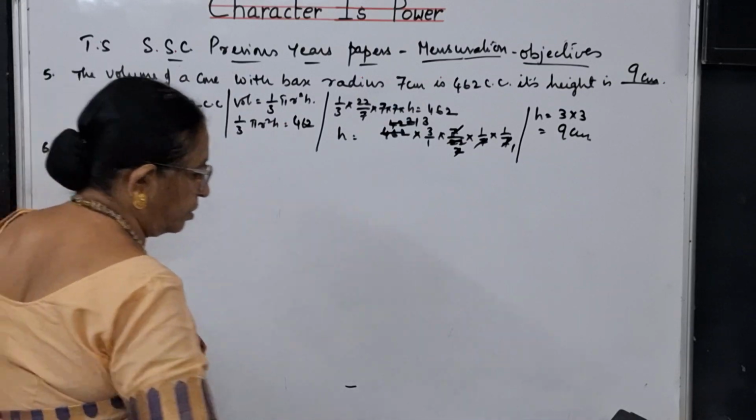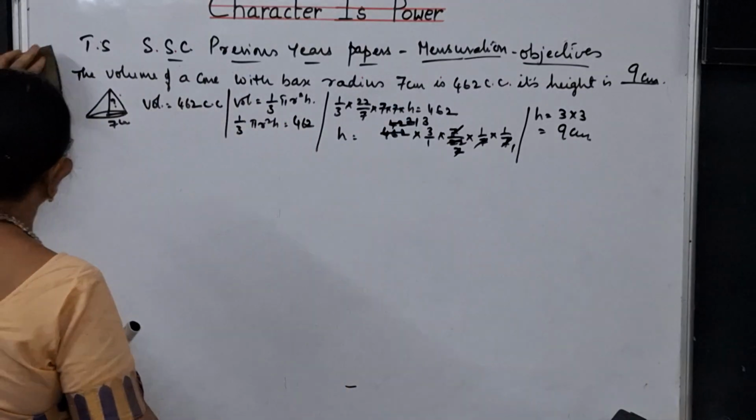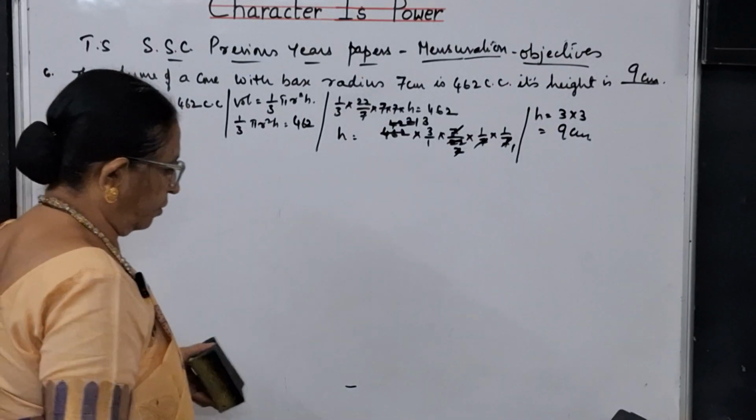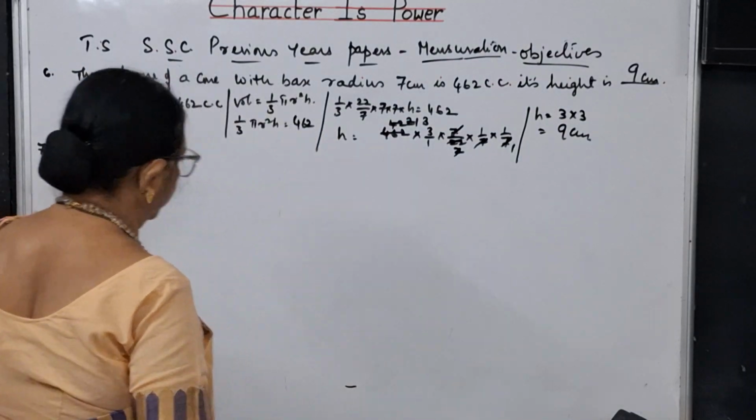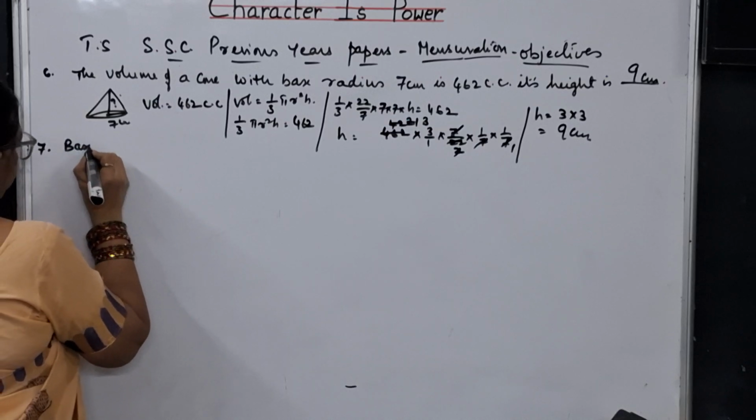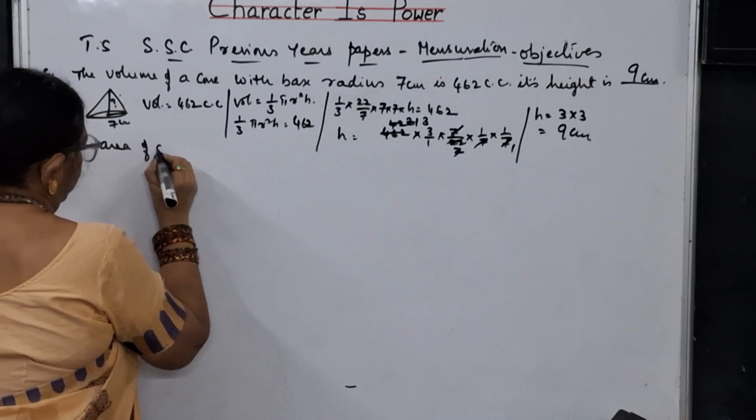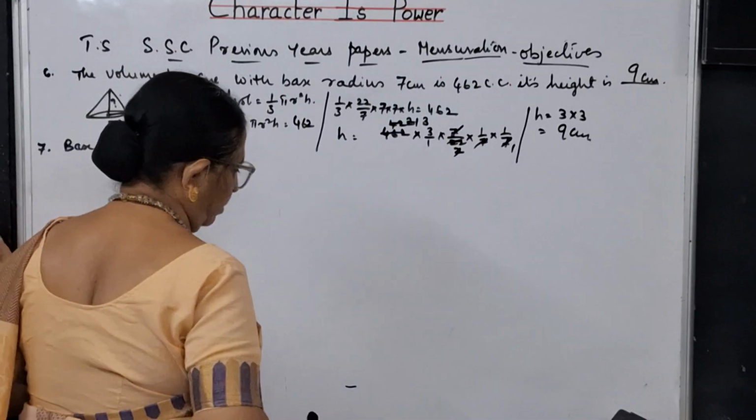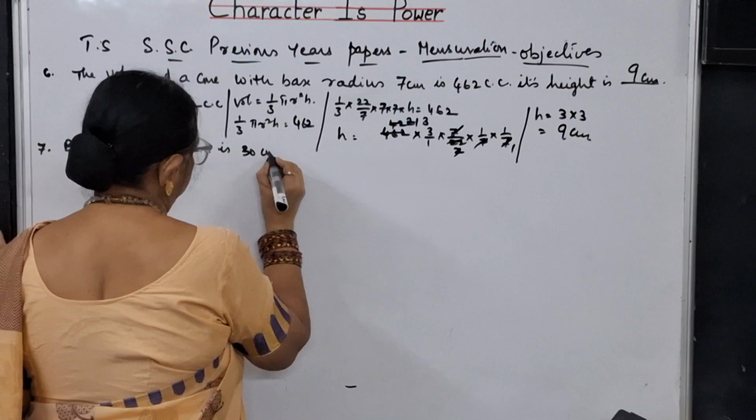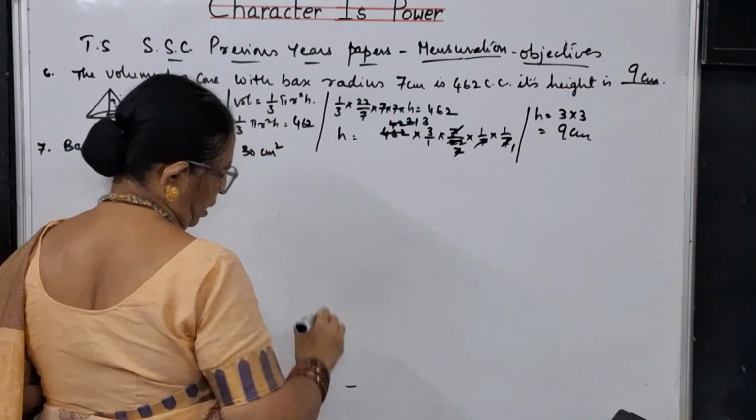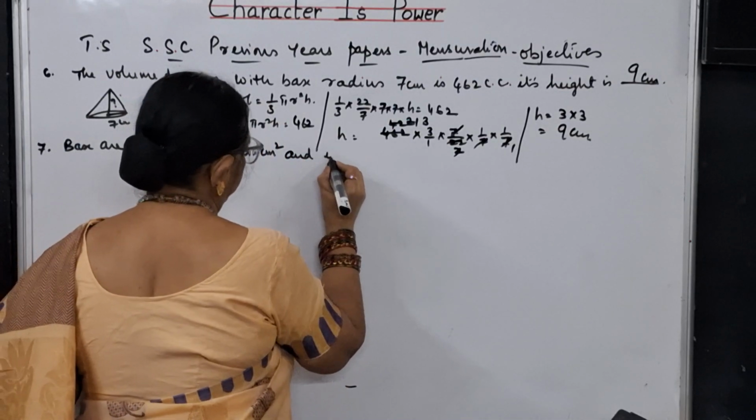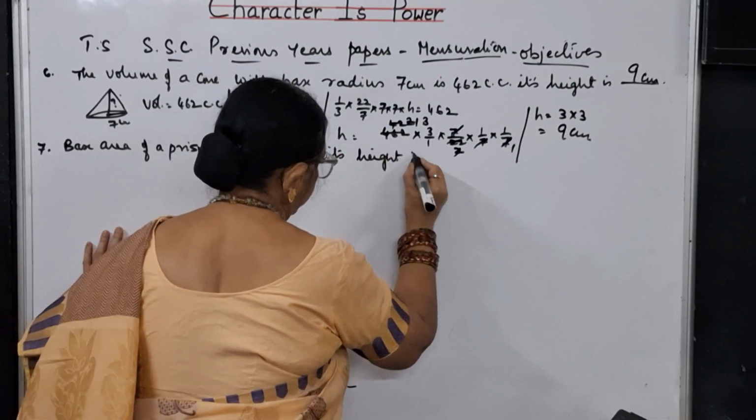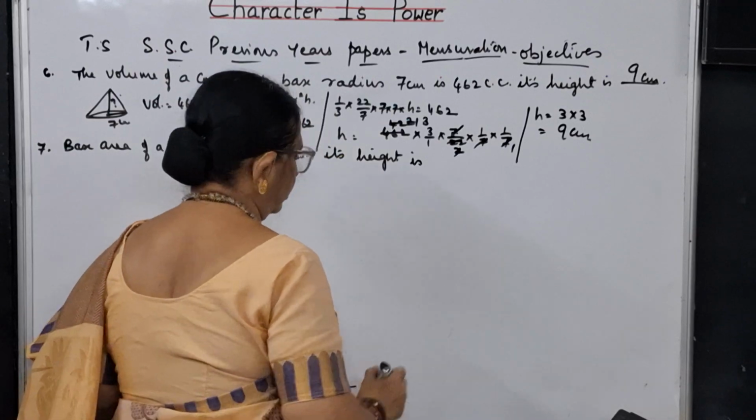Now this is the sixth problem, children. Five problems earlier I have done. This is the sixth one and this is the seventh problem. The base area of a prism is 30 square centimeters, and its height is 10 centimeters.